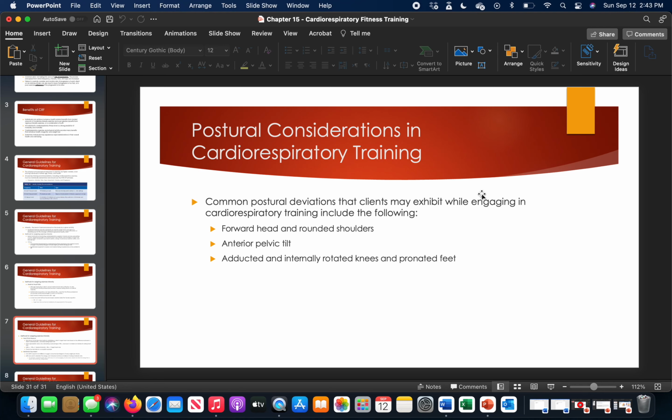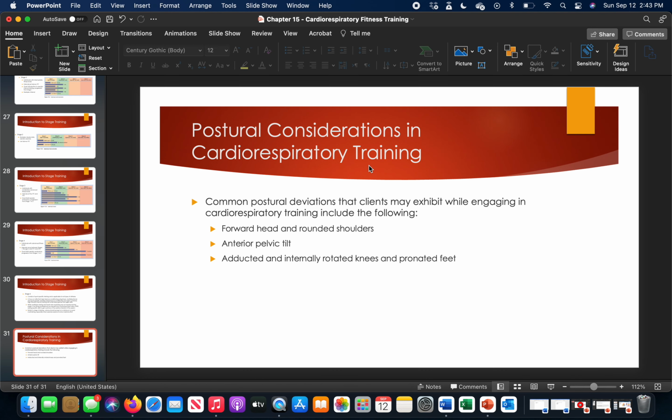So cardio, again, very easy to implement, also very easy to mess up. So staying within those parameters will definitely make the biggest difference possible. All right. So please make sure that you focus in on this, know your stages, know your zones, know what the benefits are, and we can go from there.